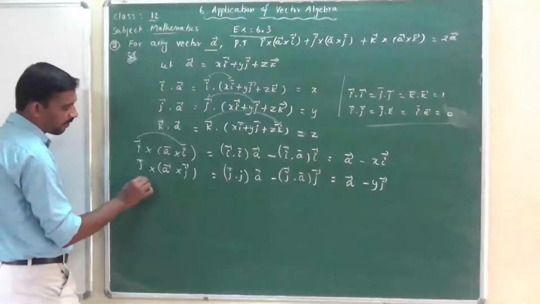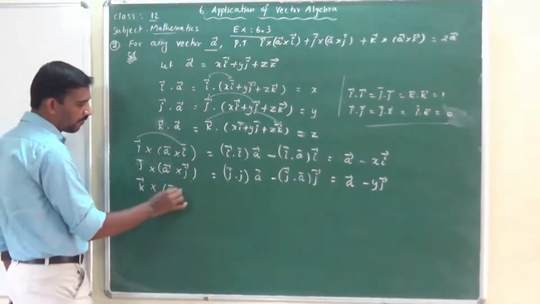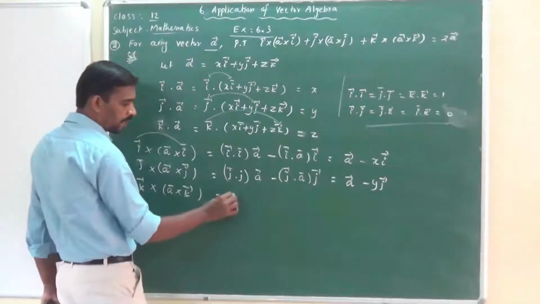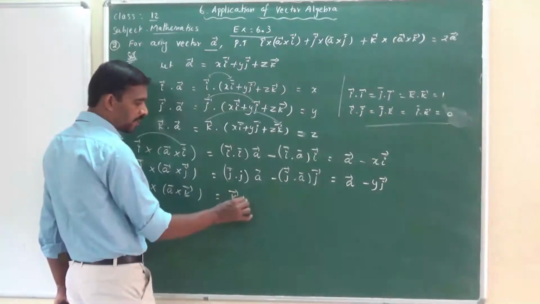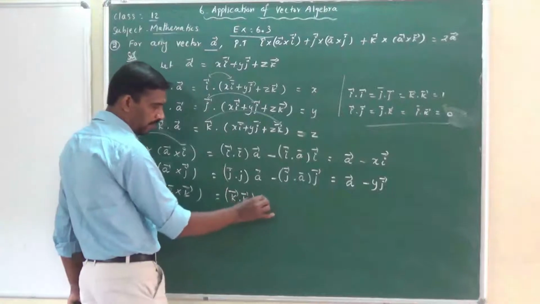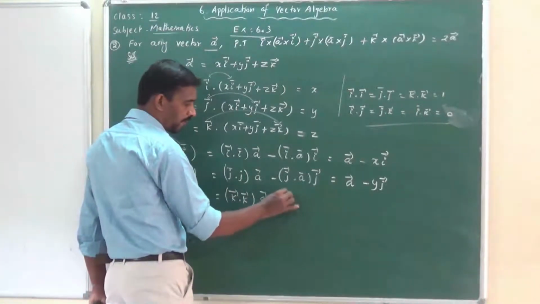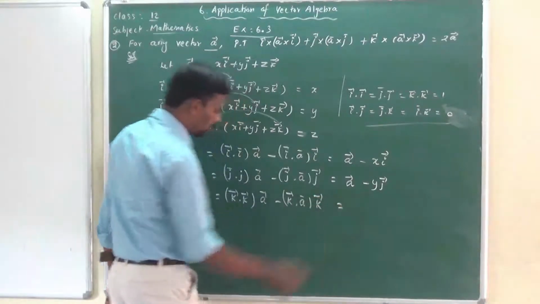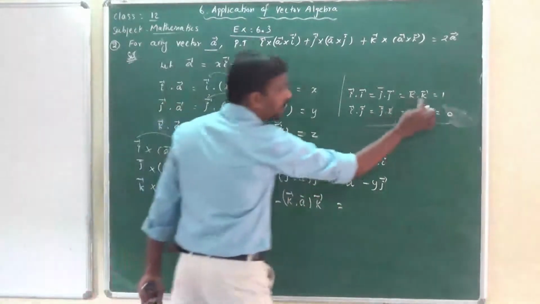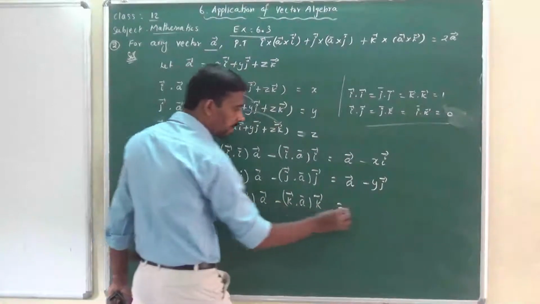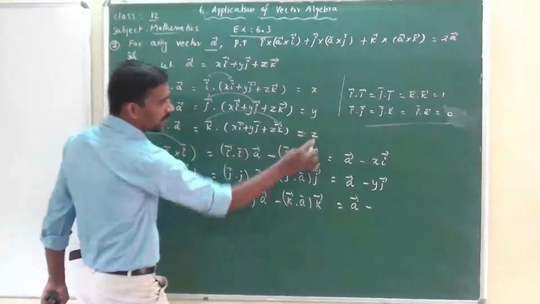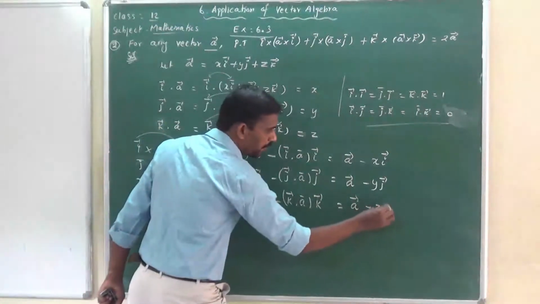And finally k vector cross a vector cross k vector, which is equal to k vector dot k vector into a vector minus k vector dot a vector into k vector, which is equal to again k vector dot k vector is equal to 1. So 1 into a vector minus k vector dot a vector is nothing but z into k vector.